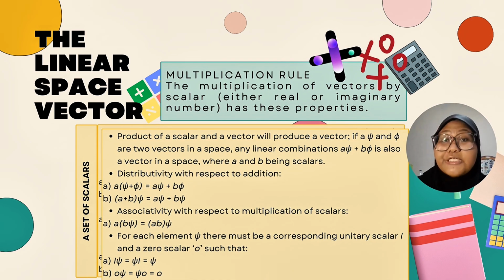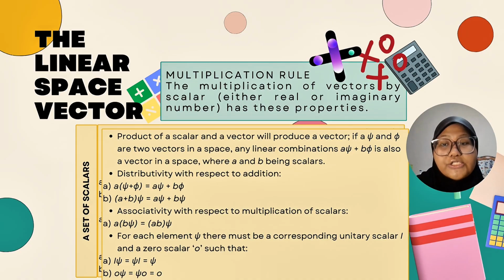Moving on to the multiplication rule for a set of scalars. The multiplication of vectors by scalars, either real or complex numbers, has these properties. The product of a scalar and a vector will produce a vector. If psi and phi are two vectors in a space, any linear combination a psi plus b phi is also a vector in the space, where a and b are scalars. For distributivity with respect to addition, I will give you an example: when a is multiplied with psi plus phi in a bracket, it will equal a psi plus a phi.